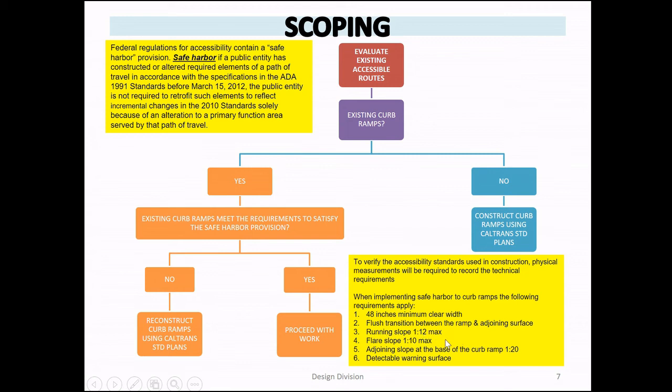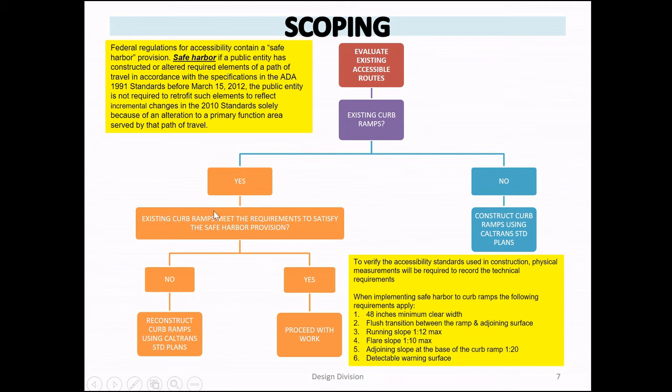We'll have to check the running slope that is not more than 8.33, and the flares that are not more than 10%. Got to make sure that the gutter slope is no more than 5%. Then it has to detect them with warning surface.